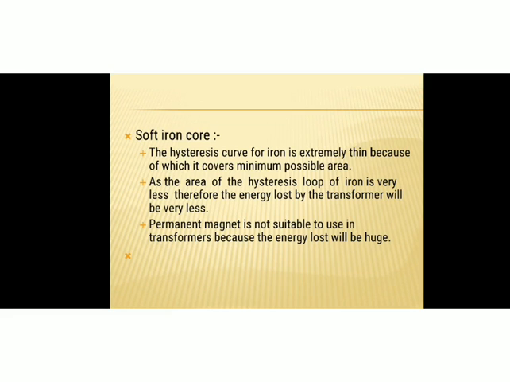Next, soft iron core. The hysteresis curve for iron is extremely thin, because of which it covers minimum possible area. You have not studied about hysteresis, so let's not discuss more about the hysteresis phenomena and all those things, because it has been deleted from your syllabus. So, soft iron core is used in the core of the transformer, and the coils are wound over one side and the second side of the soft iron core.